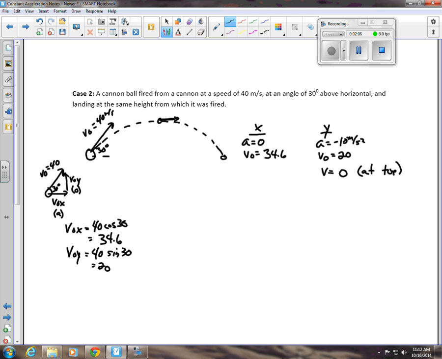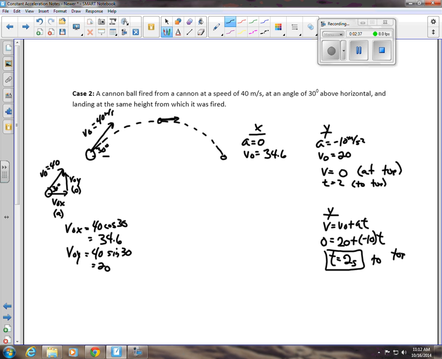Now again, I'm going to use the y side. I'm probably going to solve for time first, and I'm going to use this equation this time. So then 0 equals 20 plus minus 10 times t. If I solve that, I'll end up with t equals 2 seconds. So I'm going to make a note that that means time to top. So t equals 2 to the top.